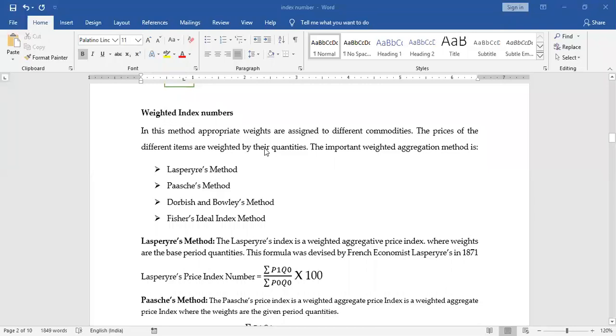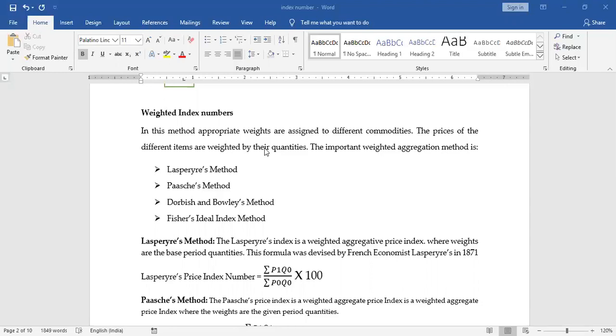As we discussed, a weighted index number is one where we assign weights to the different commodities. And what methods do we focus on in weighted index numbers?